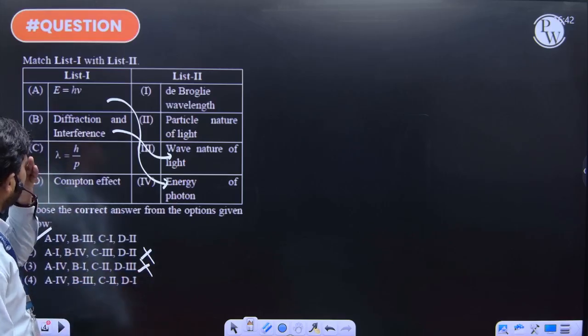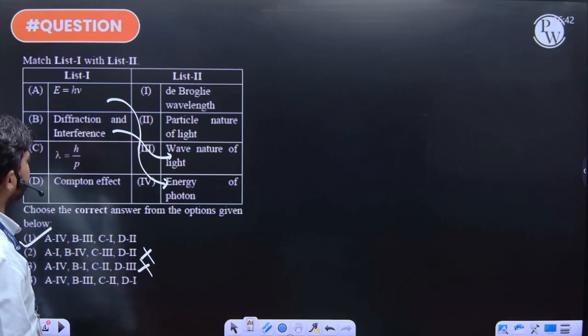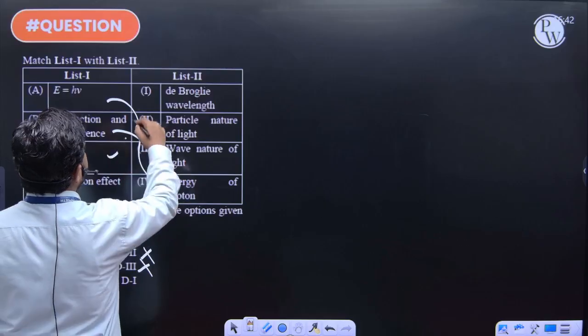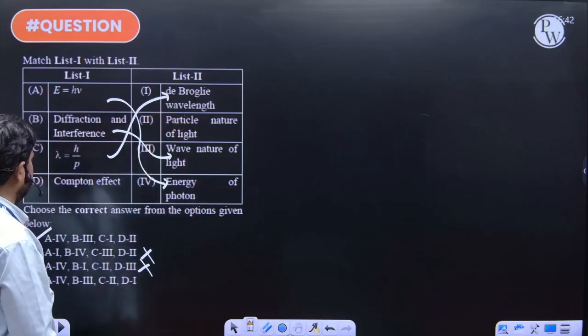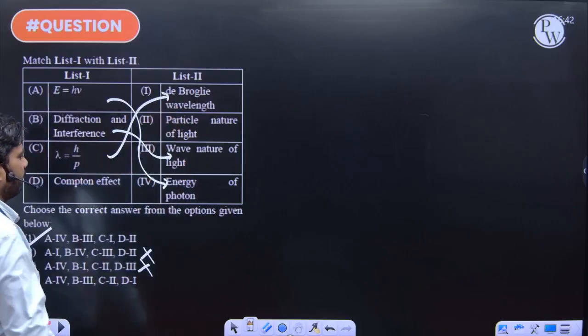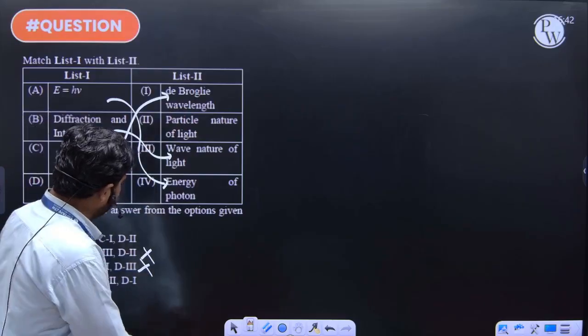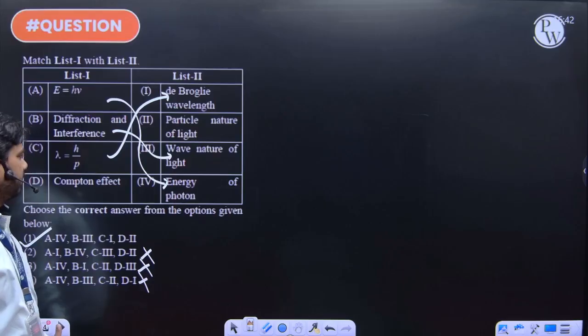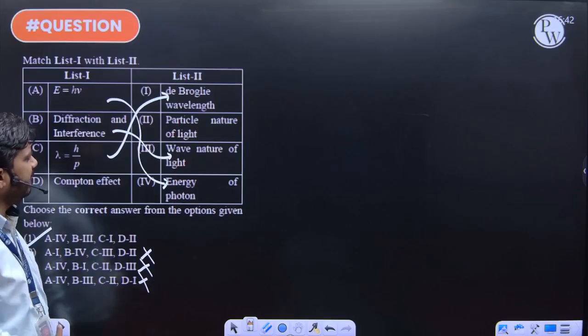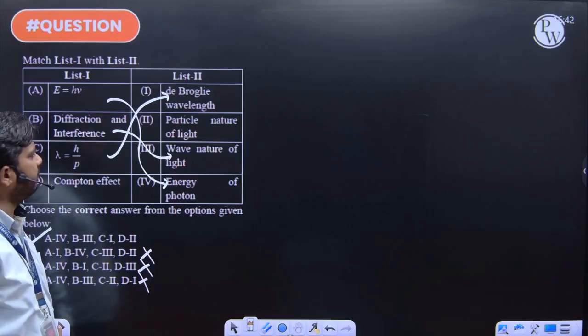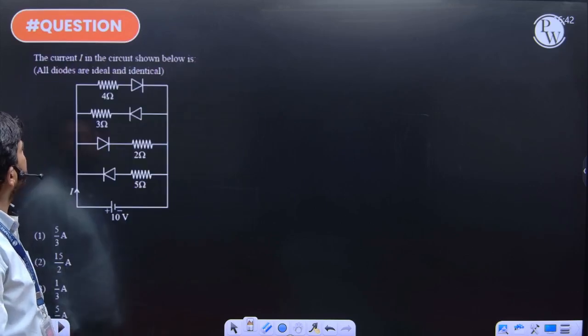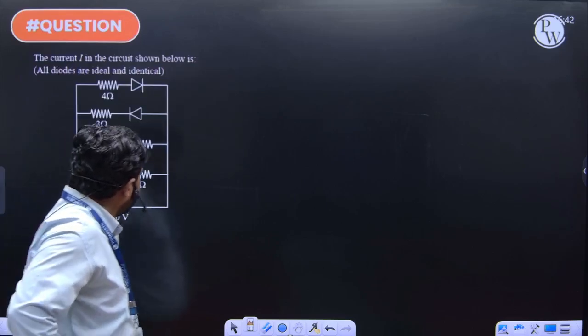Next one is lambda is equal to h by p. What is it? It is your de Broglie wavelength. So C is 1. So option number 1 is the correct one, right? So this option is neglected. Done. Very easy question. You could have done it in a fraction of seconds. Now next question. Question number 3.